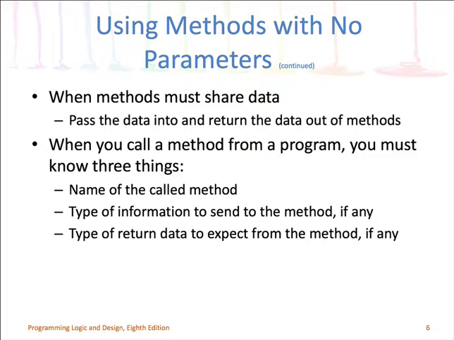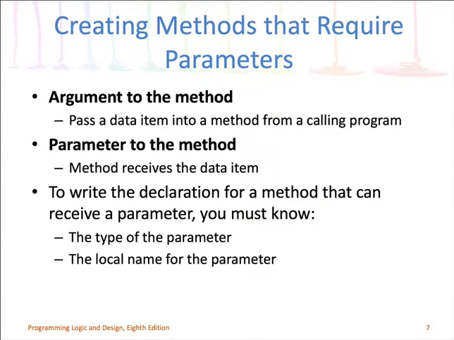Now then, when you call a method, you need to know the name of the method you're calling. You need to know the arguments or the information that you're going to pass into the method. And then if this is going to return some value to us, you need to know what data type that return value is going to have.